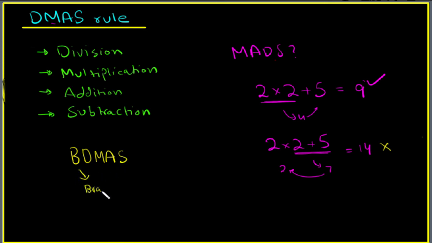If in case there's a bracket, you must always solve it first. For example, if this was like this, 2 plus 5 is in a bracket, so you must always add these two terms together, which would be 7, and then multiply with 2, because solving the bracket is the priority now. So in that case, it would be 14, which would be the correct answer. So you just need to remember this acronym in order to solve problems like this.